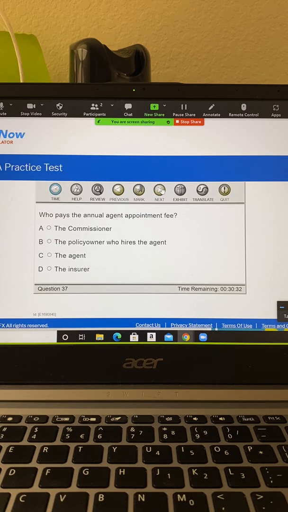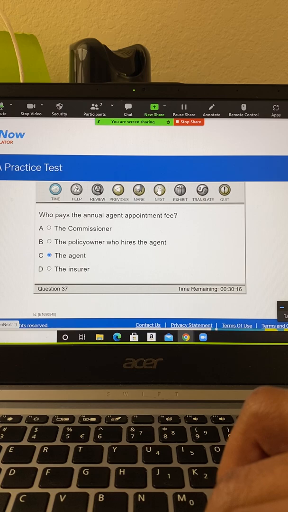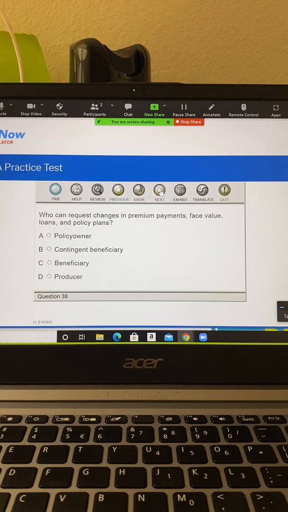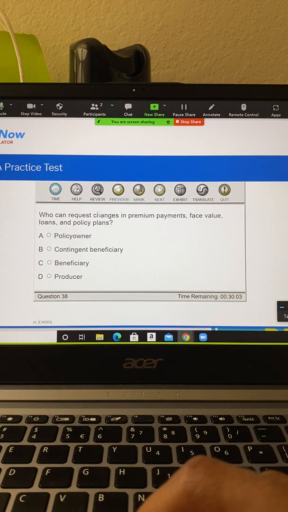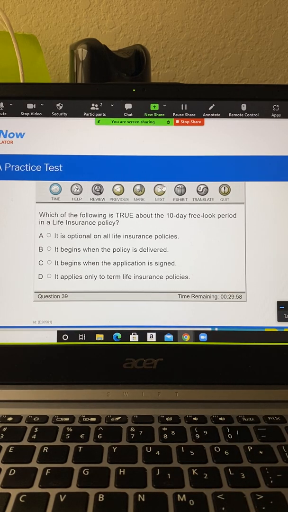Who pays the annual agent appointment fee? The agent. Damn, the agent. You see that? If you hear said, is it the agent, then me and you is going to be fighting. Who can request changes in premium payment, face amount, loans, policy loans? The owner. Policy owner. Yeah. Perfect. They ain't gonna put nothing like that on the test. Too easy. Yes, they are. Yes, they are.